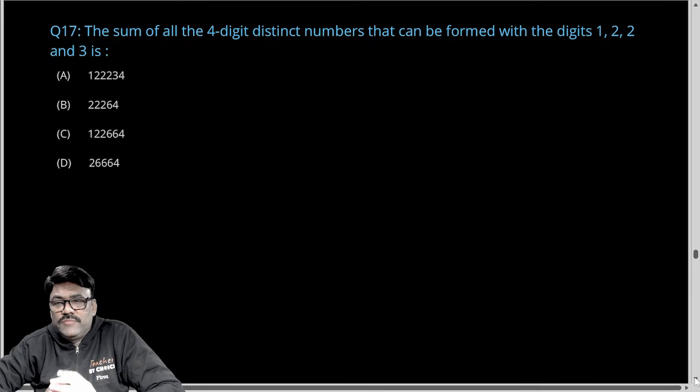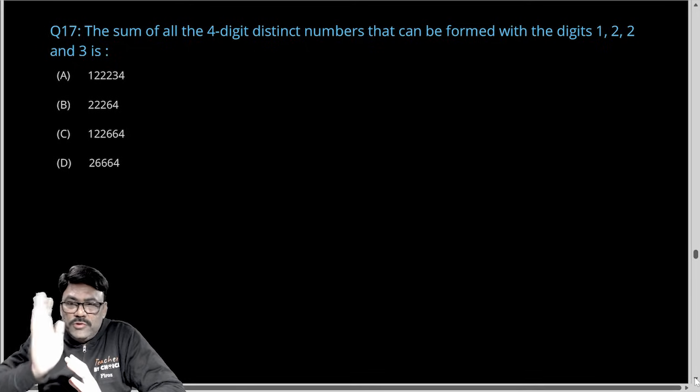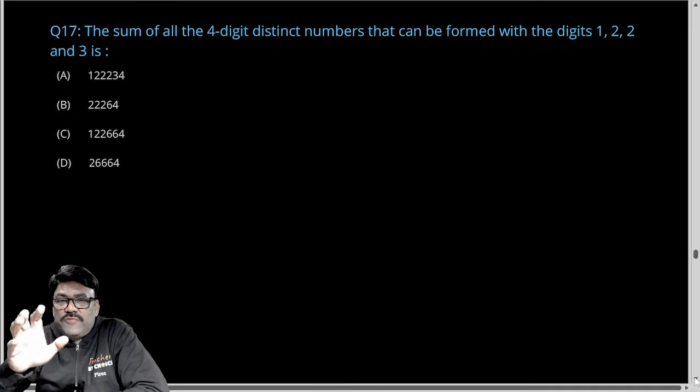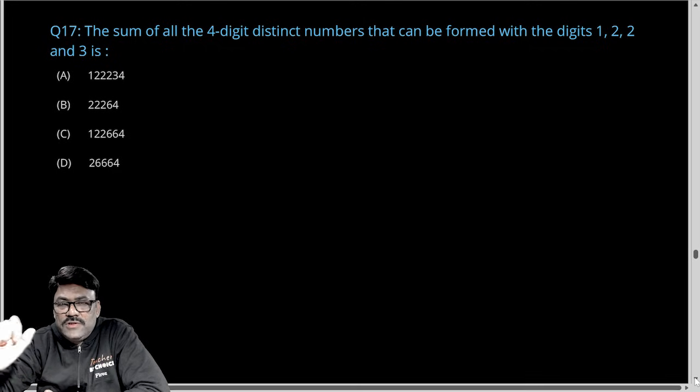Then your required sum will be: sum of the digits at the unit place multiplied by 1, sum of digits at the 10th place multiplied by 10, sum of digits at the 100th place multiplied by 100, then 1000, and add. Sorry, you multiply with the place value and add.